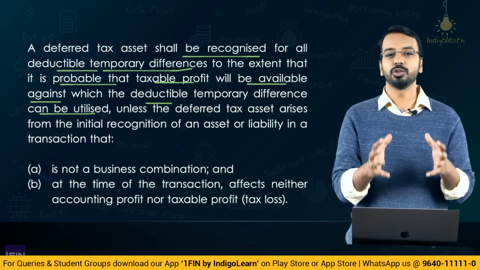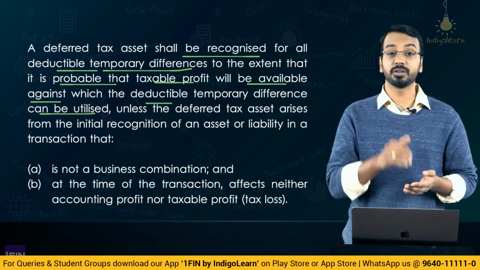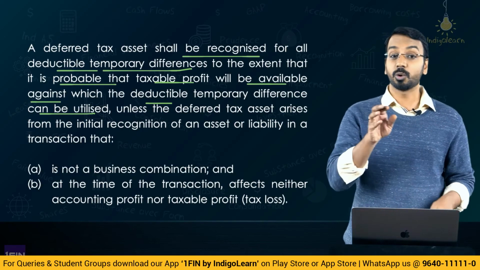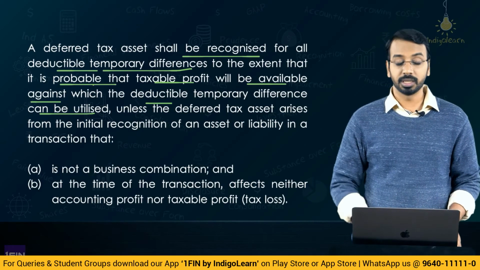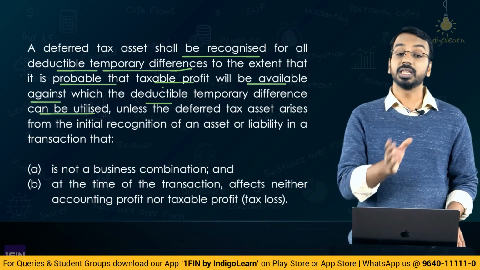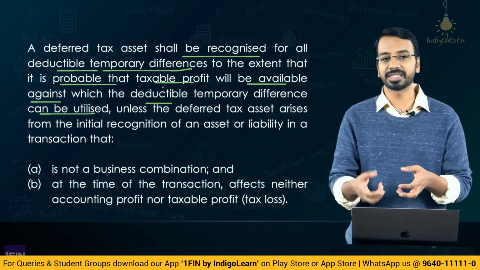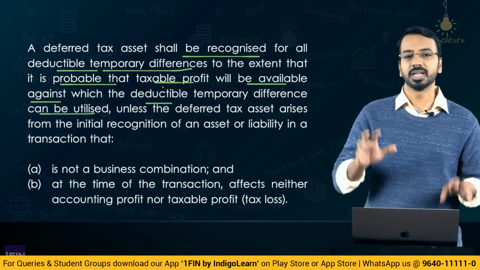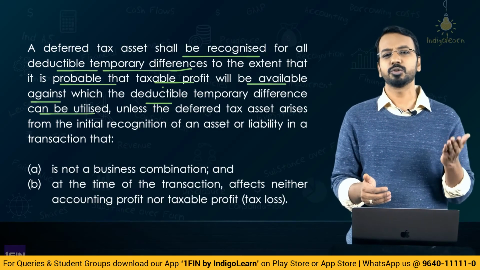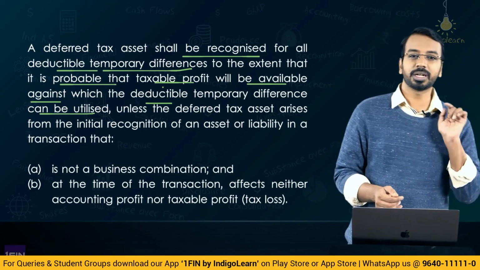Say for example, you have 1 lakh of deductions to claim in the future. That 1 lakh of deductions you can claim in the future only if you have 1 lakh of profits in the future, right? So, you also need to check that it is probable, that is a greater than 50% chance, that taxable profit will be available in the future against which you can claim this deduction. So, say for example, bonus payable is not yet paid. When it is paid in the future, you will get a deduction, right? So, there is a deductible temporary difference.